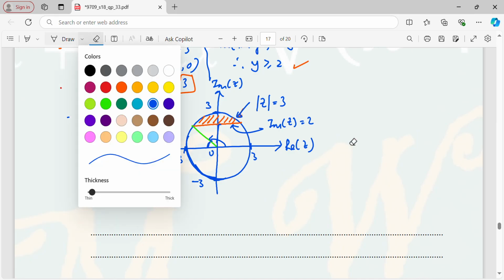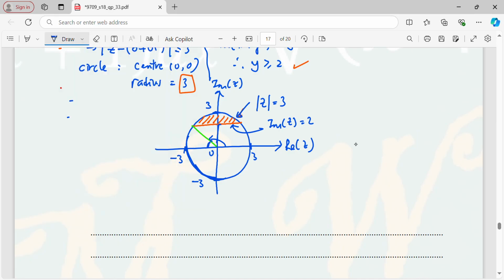This is 2 units. Okay, so I can say that my angle, this is my greatest argument. There's the theta. It will be pi over 2 plus this angle. Okay, and remember the green color is radius 3 units.